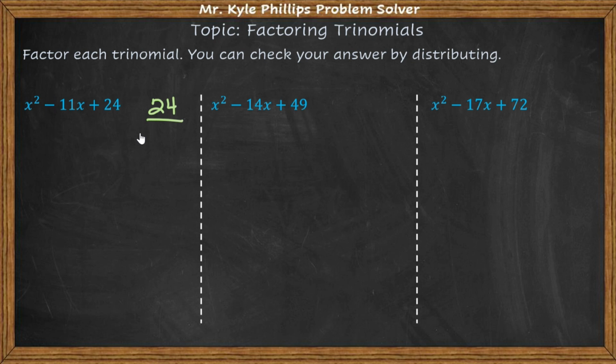So let's look at the multiples of 24. 1 and 24. Can I combine these in any way to create 11? No. All right, move on. 2 and 12. Can I combine these in any way to get 11?